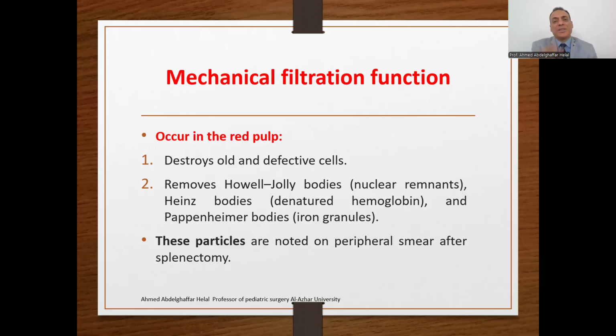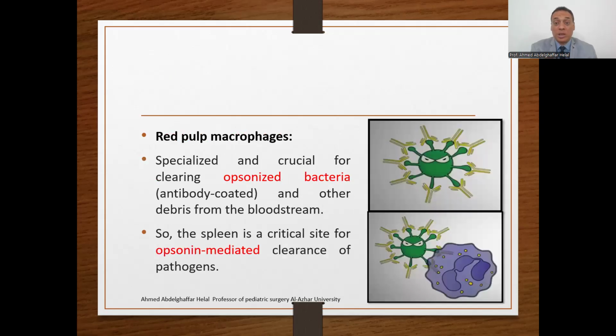So you can detect them in the peripheral smear with laboratory findings as an indication that there is no spleen. So the red pulp is very important. Also, this is very important, the red pulp macrophage. We have a process called opsonization.